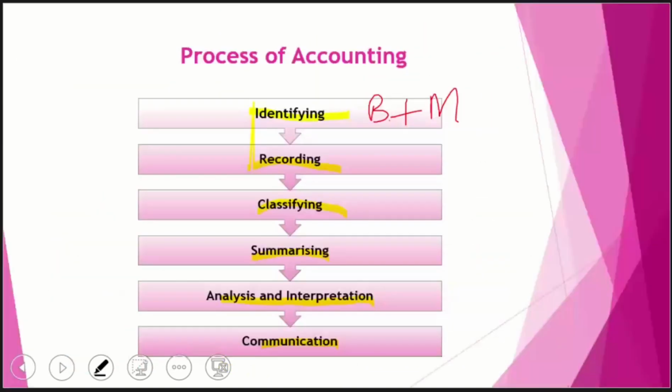So let us go back to our process, and here we understood that recording is done in a book called journal, and classifying is done in a book called ledger.